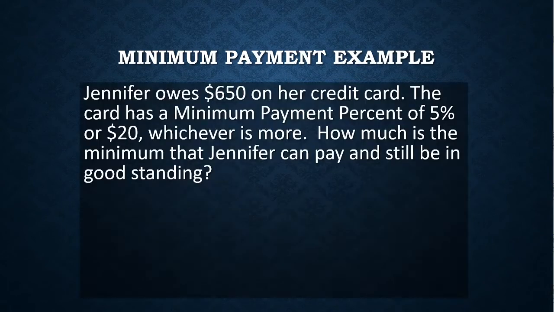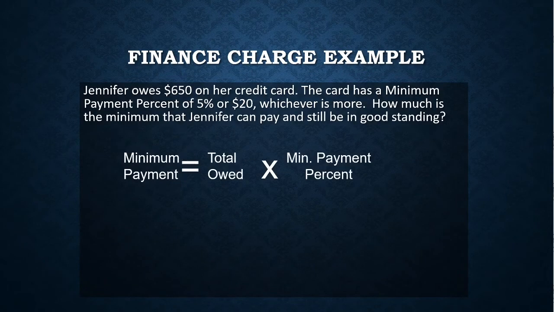So let's look at an example here. Jennifer owes $650 on her credit card. It has a minimum payment percent of 5% or $20, whichever is more. How much is she going to have to pay to stay in good standing? So once again, it's a simple multiplication problem. Our minimum payment is going to be the total amount that is owed times that minimum payment percent. And once again, we're going to have to change that minimum payment percent from a percent to a decimal.